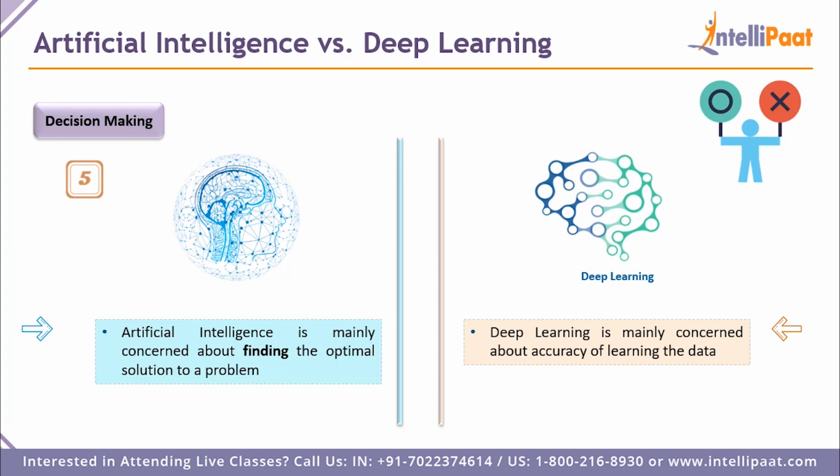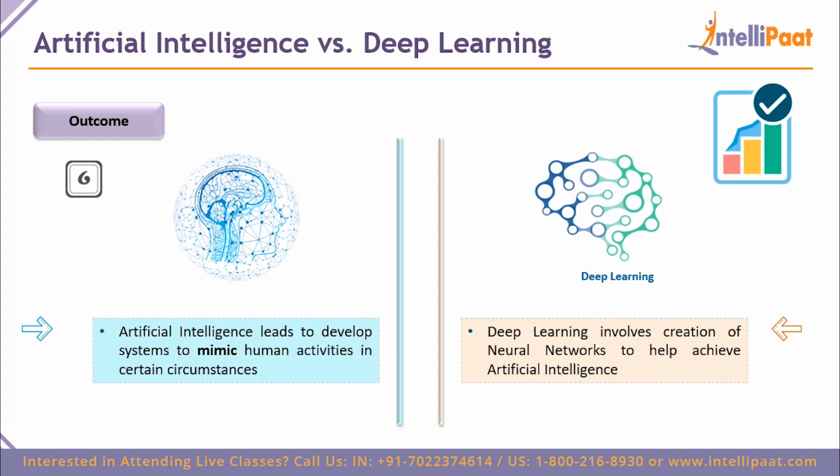But when we talk about deep learning, it is concerned with how accurately it is learning the data, and pretty much how accurately it can be implemented at the end of the day as well. So finding the optimal solution is one story of artificial intelligence, and accurately mapping the data, learning from it and gaining knowledge is the story of deep learning.